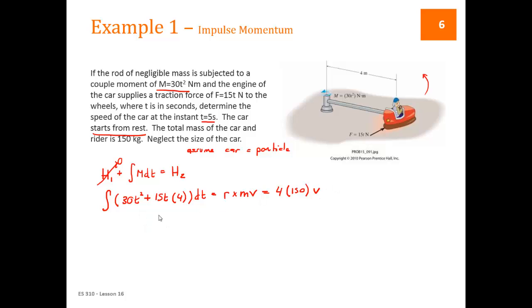All right, so let's do this, and our time period is 0 to 5. So there's our integral. The integral of 30t squared dt is 30 divided by 3 t cubed plus 15 times 4 is 60 divided by 2 t squared, evaluated from 0 to 5, is equal to 600 v, and we can solve for v to be 3.33 meters per second.